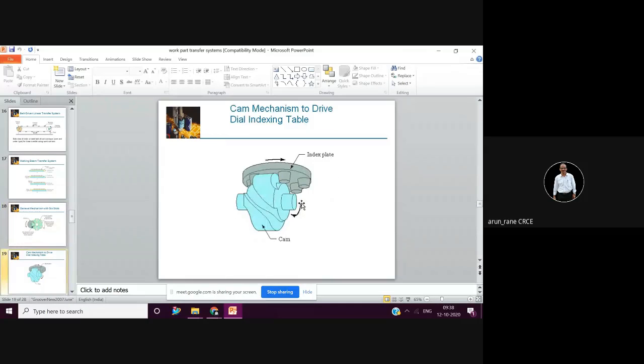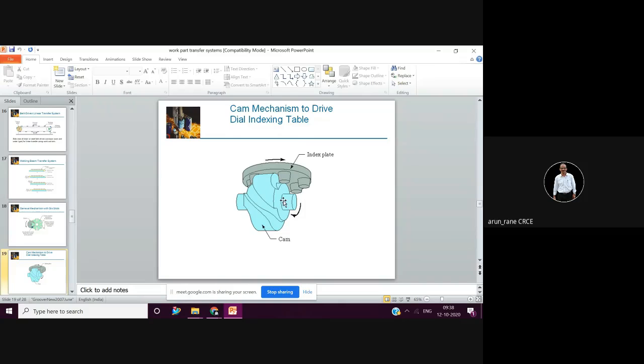This is the cam mechanism to drive the indexing table. So again, this is a cam and follower. The cam has a groove and it is rotated with the help of the motor. The follower of the index plate is moving in this groove. So when this rotates, I hope you can imagine and understand.